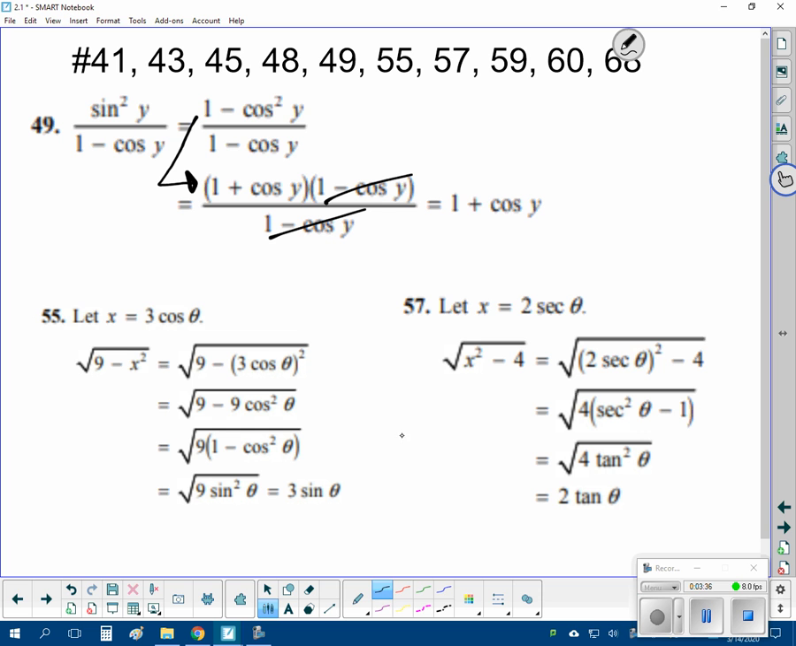These are now those substitution problems, so all you have to do is take your original problem and substitute whatever it says in for x. Go ahead and distribute the square, factor out the 9. 1 minus cosine squared is sine squared, and then actually take the square root. And that kind of just continues. It's the same type of work over there for 57.